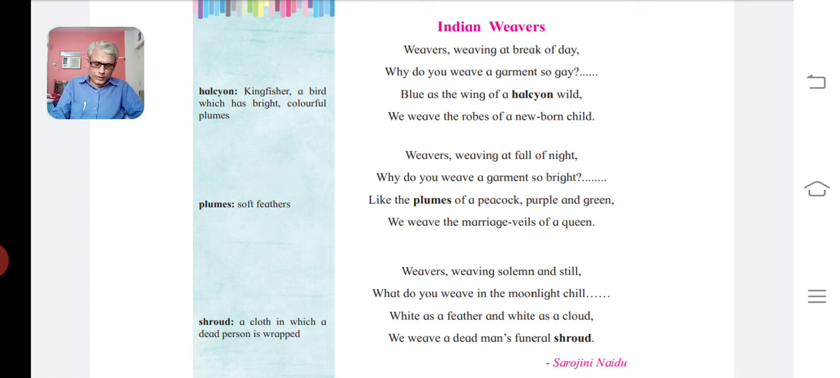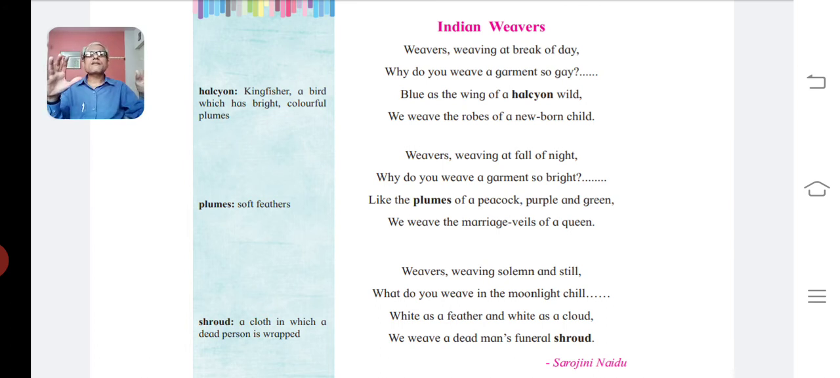The most important thing as far as the rhyme scheme is concerned is that there is no fixed pattern of rhyme scheme. It depends on the poem and the poet what rhyme scheme is to be used by the poet in that poem.